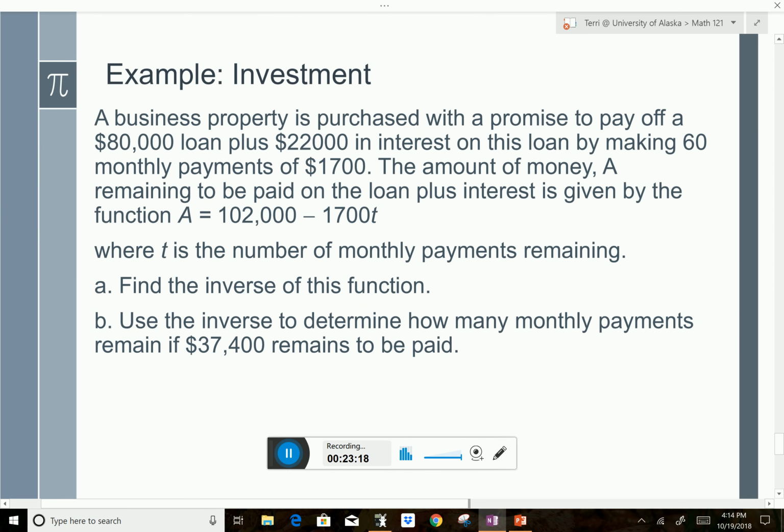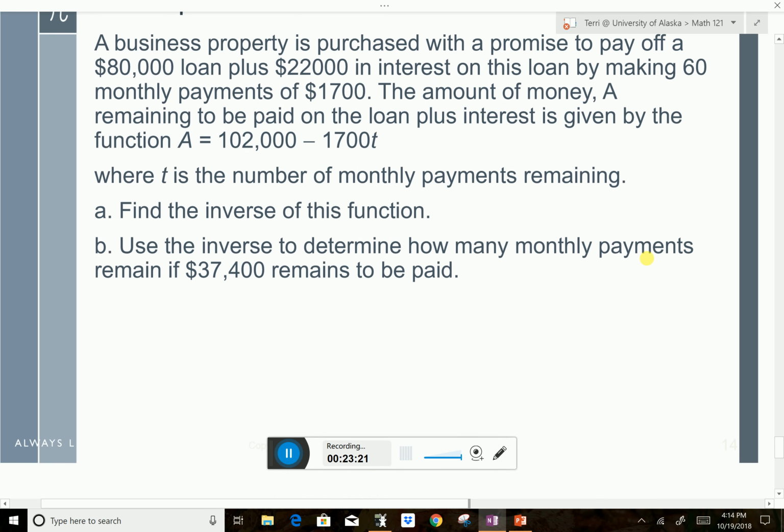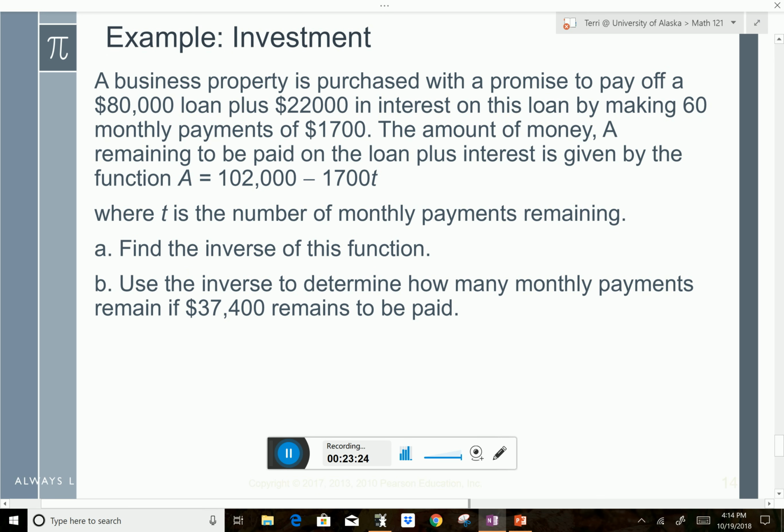So let's do an example, and you'll see what happens and the reason that I don't always switch my variables. A business property is purchased with the promise to pay off an $80,000 business loan plus $22,000 interest on this loan by making 60 monthly payments of $1,700. The amount of money, A, remaining to be paid on the loan plus interest is given by the function A equals 102,000 minus 1,700 t, where t is the monthly payments remaining. Find the inverse of this function.